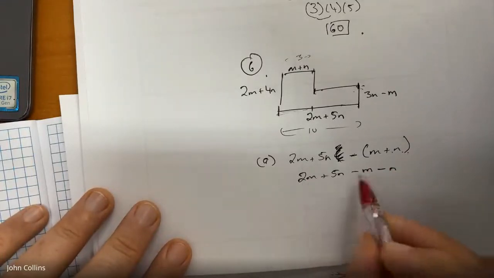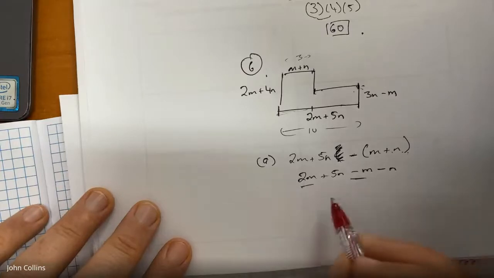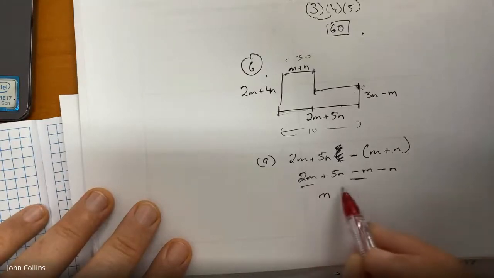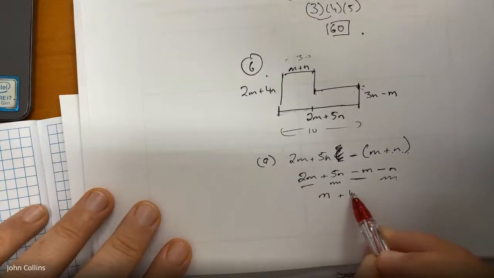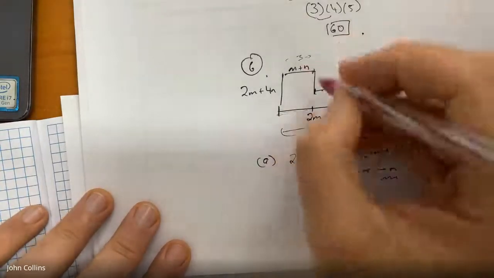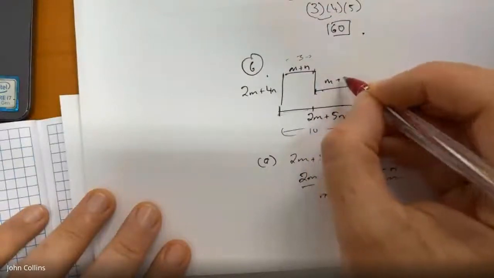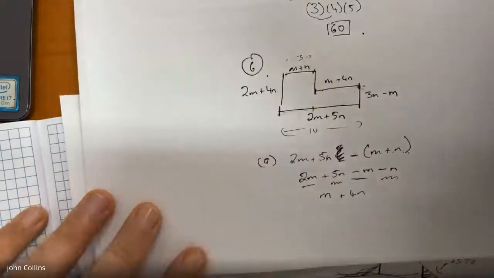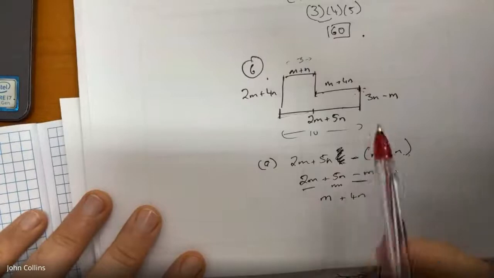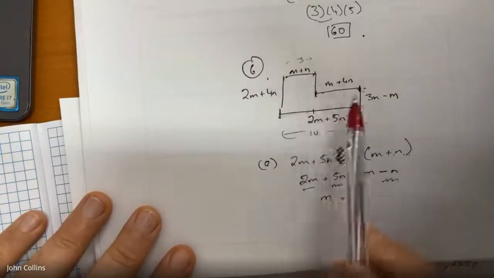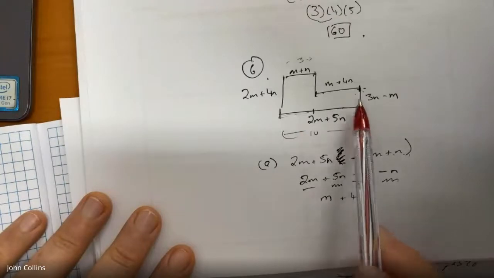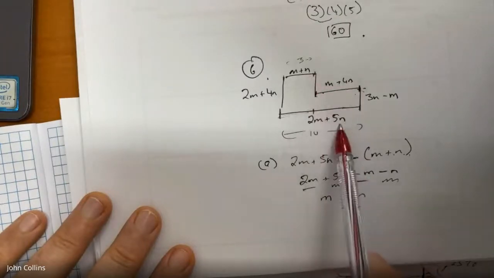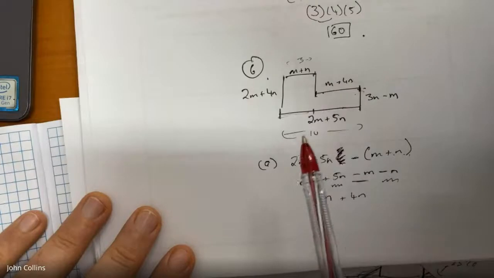So like terms, 2m take away an m leaves me with 1m. And 5n take away an n leaves me with 4n. So this bit up here, perhaps you would have got it without the algebra, was m plus 4n. And it should work out that if I add this bit to that bit, it would equal 2m plus 5n, and it does. 4n and n give 5n, and m plus m gives 2m.